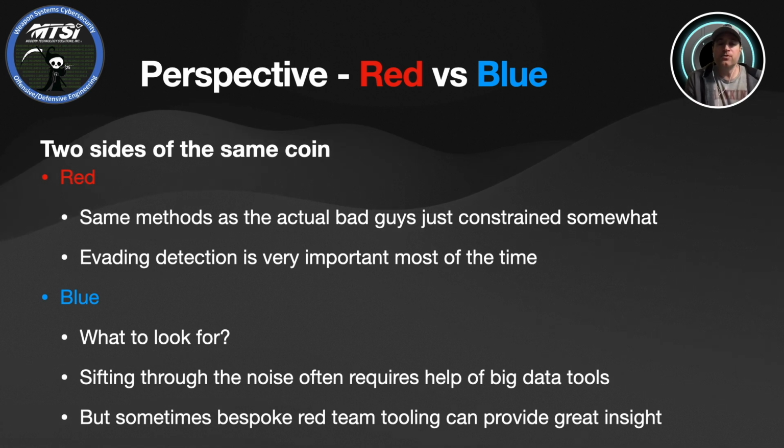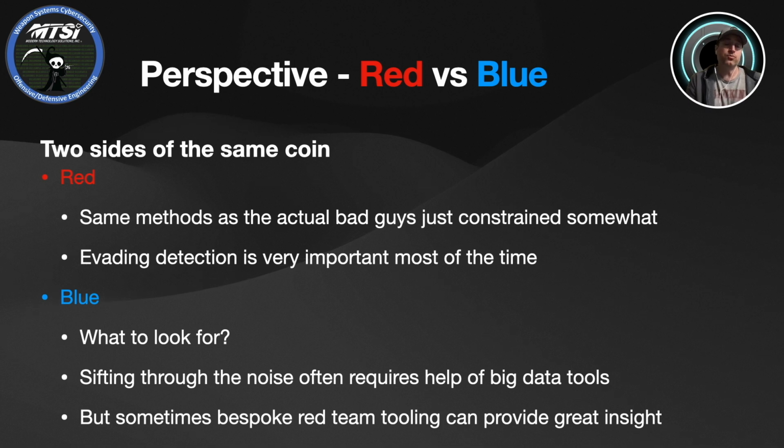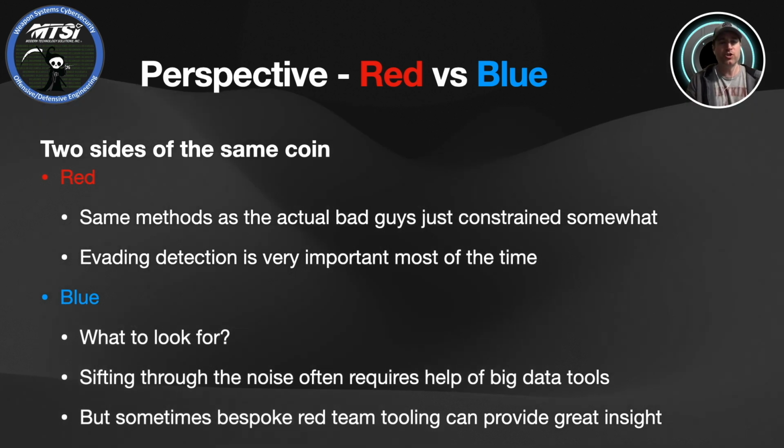However, on the blue side, those that are trying to defend, it's important to understand some of these techniques also. It's important for you to know what to look for. You have a lot of data that you have to deal with, especially depending on the size of your enterprise. And sifting through that noise often requires the help of tools that can work with big data. But sometimes it's really important for you to also have your own bespoke tools, ones that are born out of Red Team. And those can provide a lot of great insight, because if your tools and your people can think like an adversary, you've got a better chance of sometimes finding them, especially the quiet ones. So I want you to keep this slide in mind as we go through the rest of the talk. And just keep in mind, depending on where you sit, whether you are on the red side or the blue side, there's value in understanding these techniques.